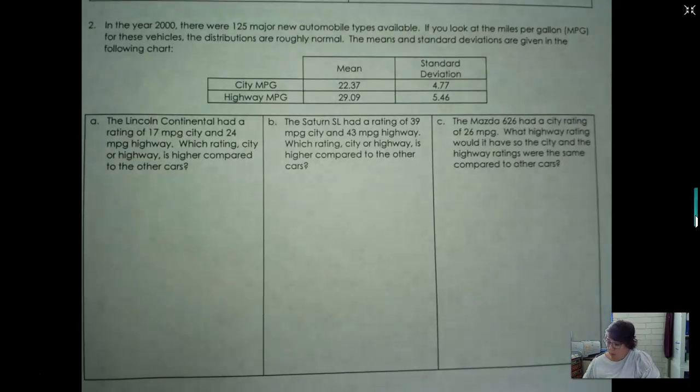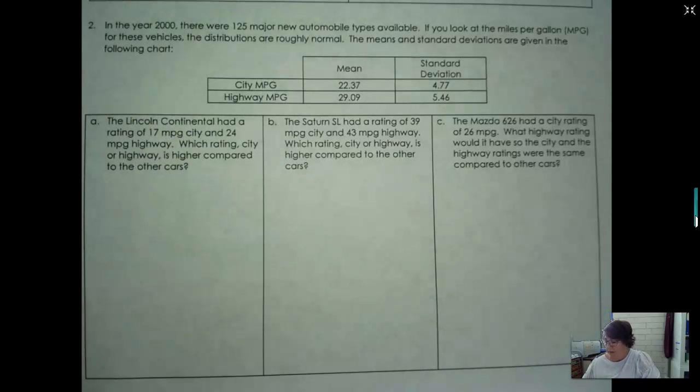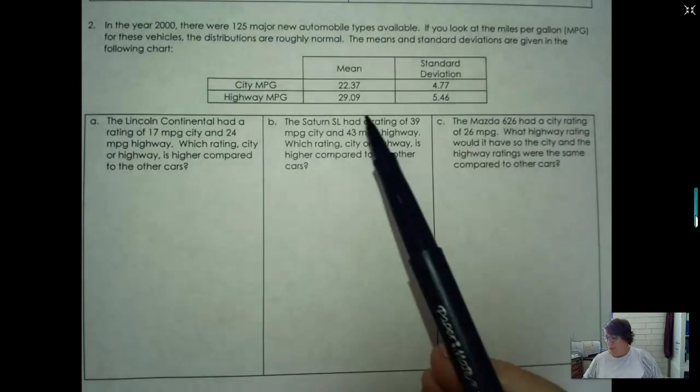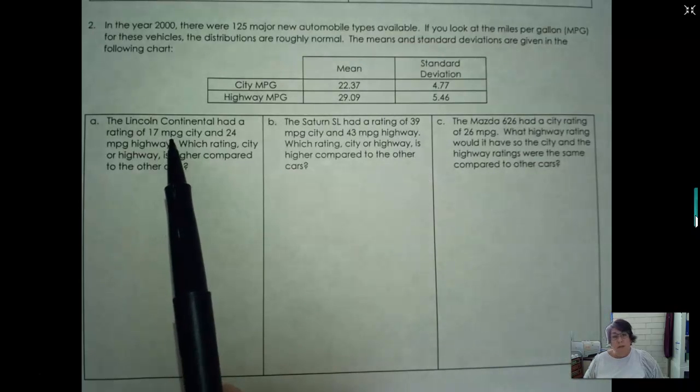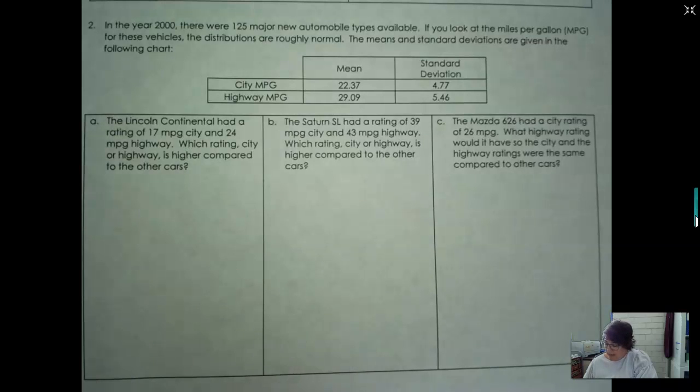What we have here is a scenario where in the year 2000 there were 125 major new automobile types available. If you look at the miles per gallon for these vehicles, the distributions are roughly normal, and the means and standard deviations are given in our chart below. Our first scenario is a Lincoln Continental with a rating of 17 miles per gallon city and 24 miles per gallon highway. Which rating, city or highway, is higher compared to the other cars?